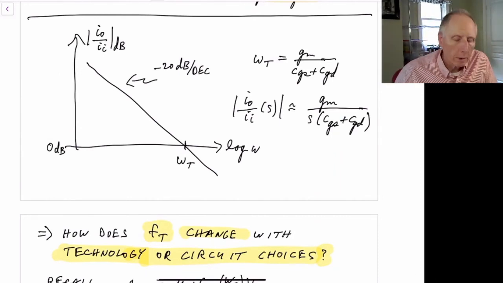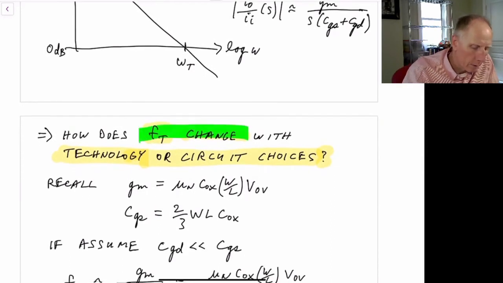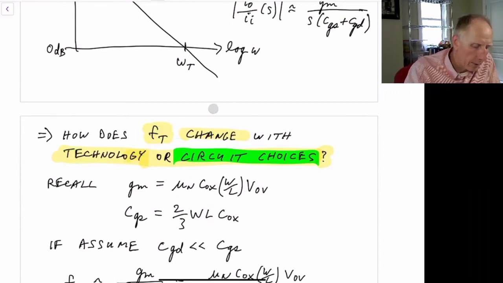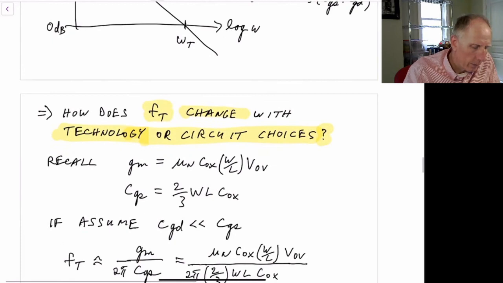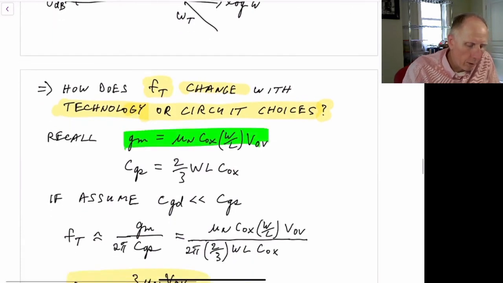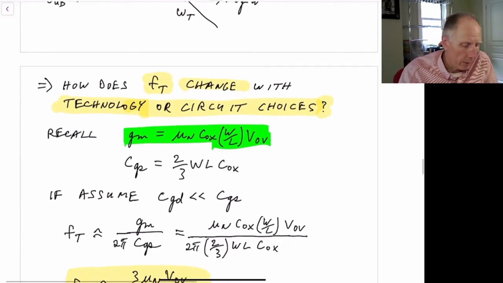And we'd like to look at how the FT changes as our technology changes or our circuit choices change. As a designer, we have control over the overdrive voltage, the width, and the length. So let's see how things would change here. What we have is that GM, if you recall, is given by mu n Cox, width over length, times V overdrive in the active region. And we're only looking at this unity gain frequency in the active region.